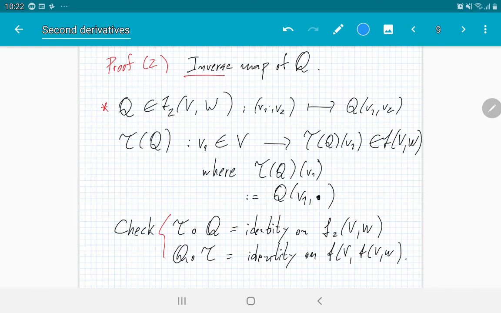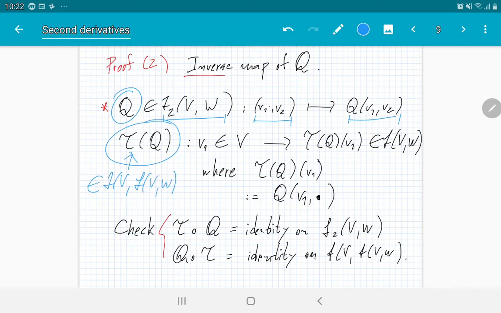The inverse map is really simple to define, right? Take a bounded bilinear transformation Q from V to W. It takes a pair of vectors and gives me Q of the pair of vectors. So what's the associated element in the space of linear mappings? I want this to be in L of V to L(V, W).